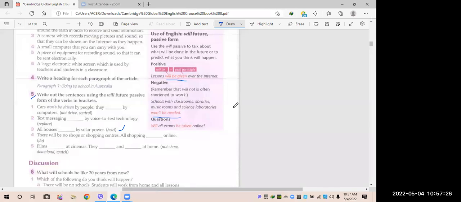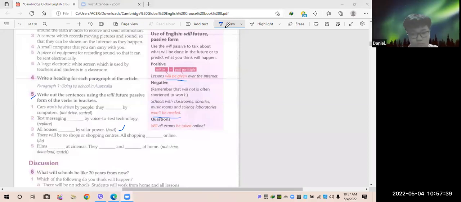Okay, so factory workers will be replaced by robots in the future, and cashiers won't be needed if the self-checkout system can be used. Okay, thank you. My friend will be meet me tomorrow.